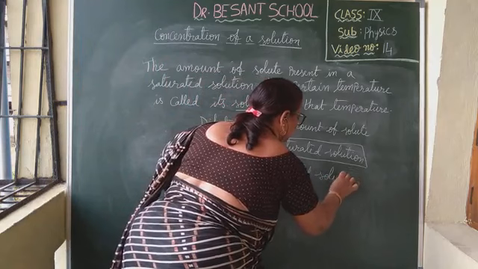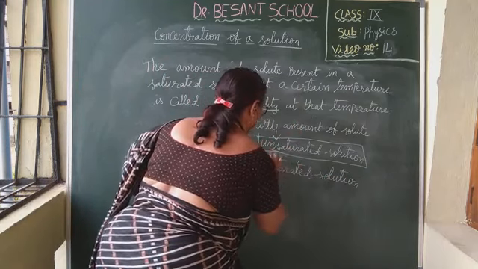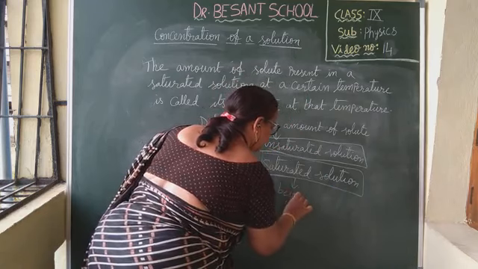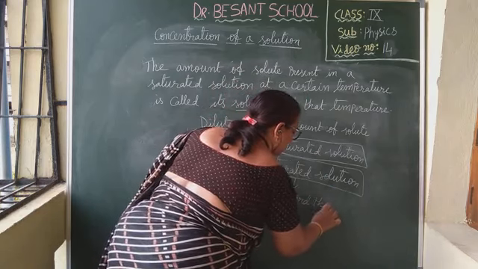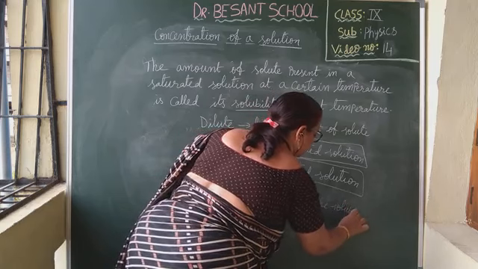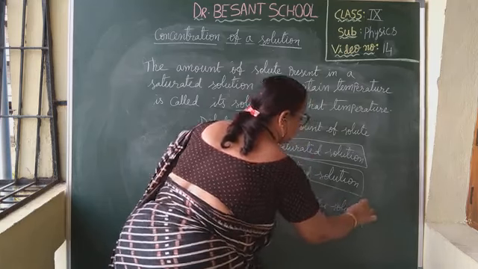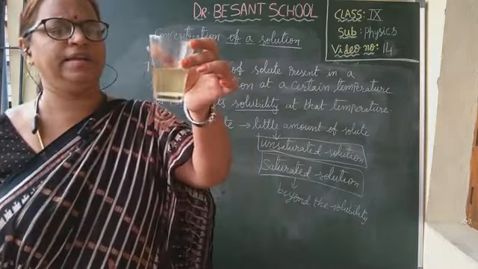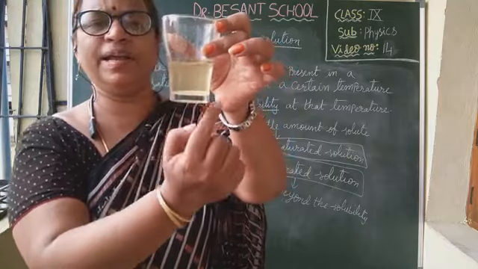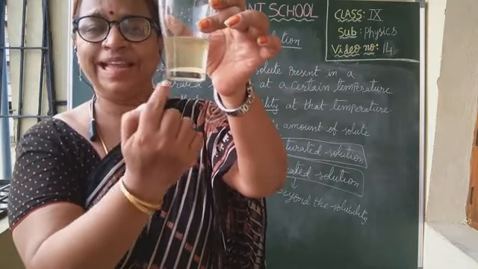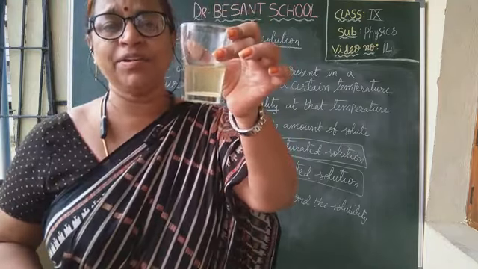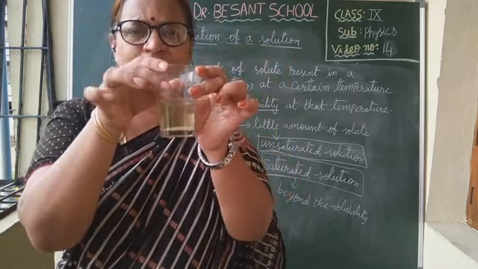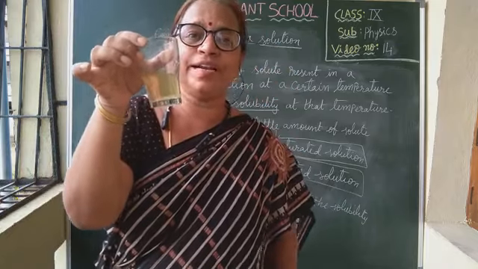Saturated solution means what is happening beyond the solubility. When it reaches beyond the solubility, then some of the solute particles will remain at the bottom without getting dissolved in the solvent, in the solution. Understood, children? Then it is called saturated solution.